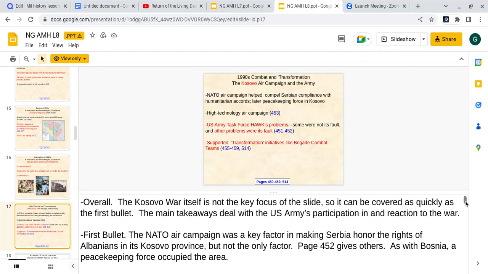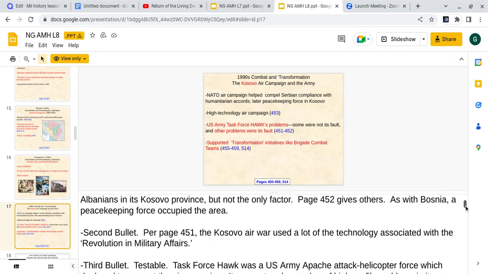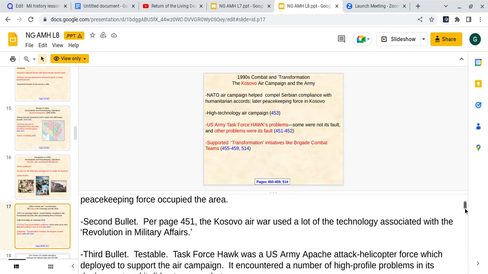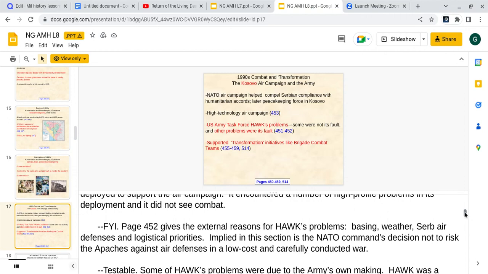It wasn't very flexible, right? So instead, we have this transformation initiative like the brigade combat teams. The brigade combat teams were smaller, more easily deployable, more flexible. They could be moved more. So, specifically to know for the test, we're going to go over these notes.